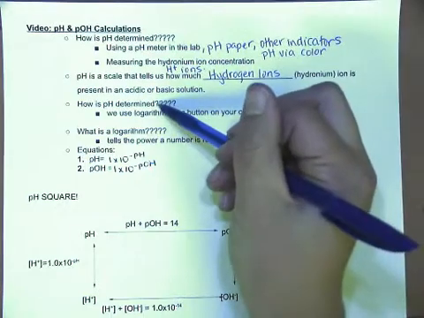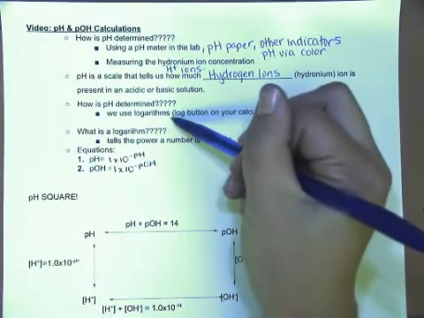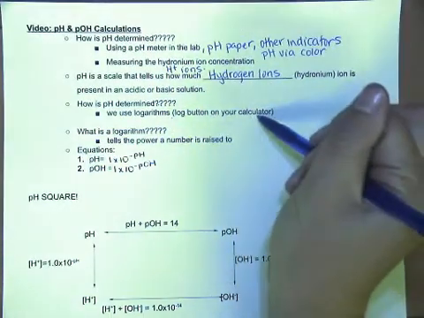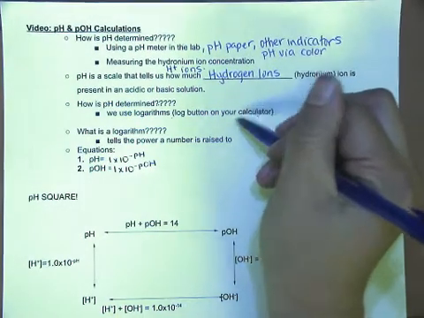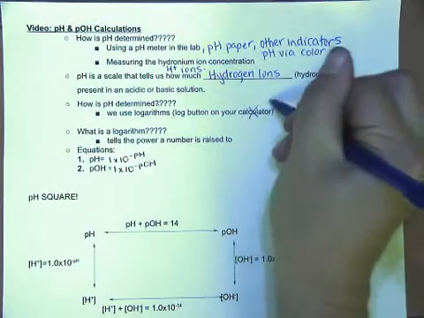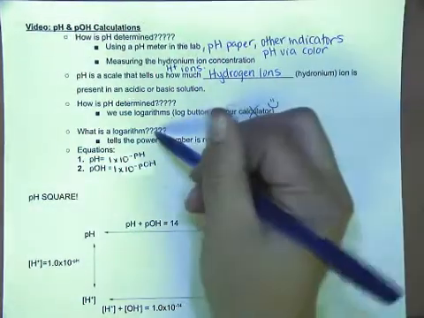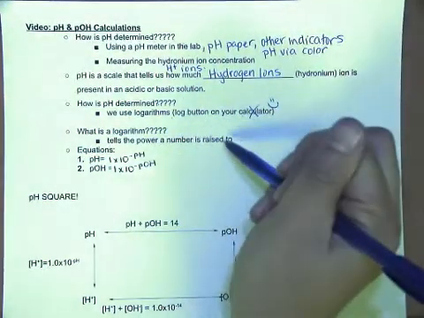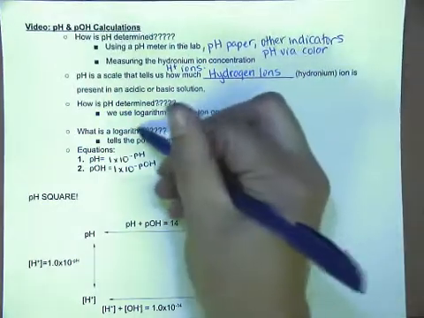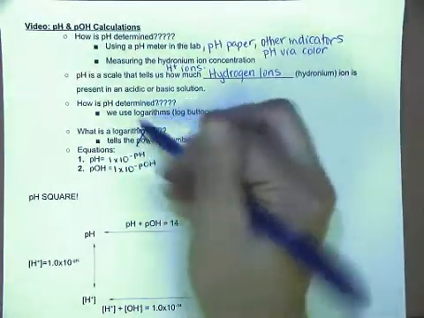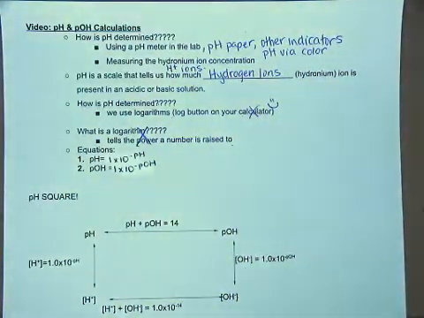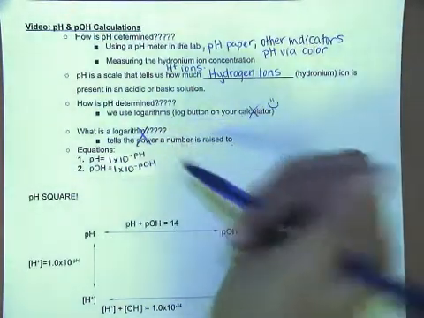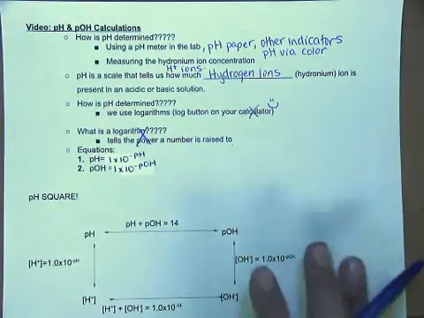So we can calculate pH using logarithms, which is a button on your calculator. But today we're just going to stick to whole numbers. So if we stick to whole numbers, we don't have to use our calculator. A logarithm tells us the power a number is raised to. But again, we're not going to focus on that, but we should just know that there is some math relationship between pH and pOH.